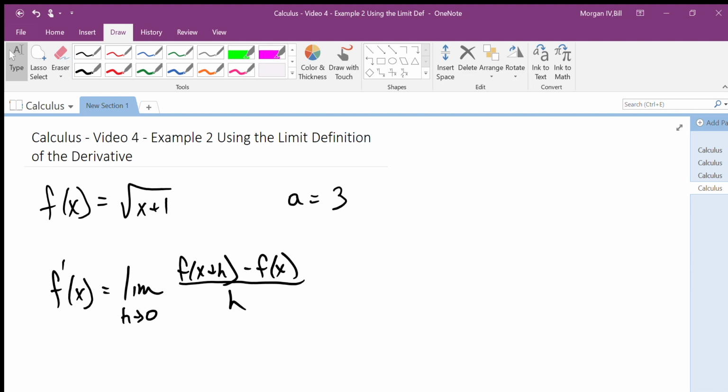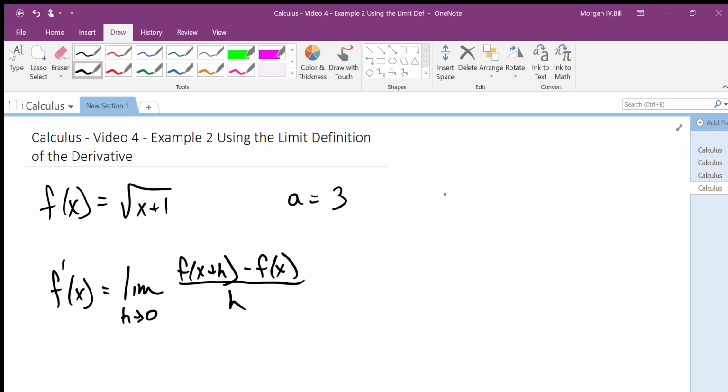Calculus video 4, example 2, using the limit definition of the derivative. This time my example is f of x is equal to the square root of x plus 1. Let's see what happens at the value a equals 3 or x equals 3. Sometimes we'll use, instead of x equals 3, letters like a equals 3 or c equals 3 just to designate we want it at this particular point.